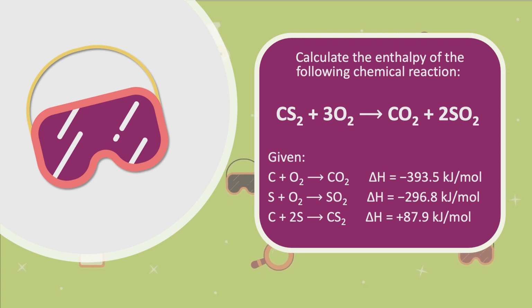1 mole of sulfur solid is added to 1 mole of oxygen gas. The product of this reaction is 1 mole of sulfur dioxide gas. The heat of reaction is equal to negative 296.8 kilojoules per mole.